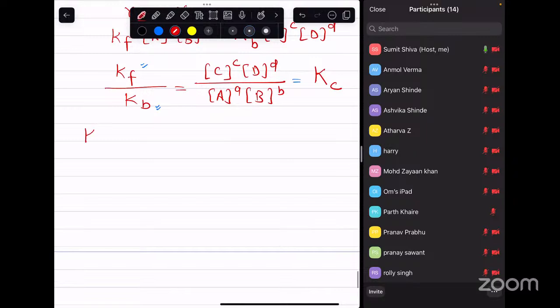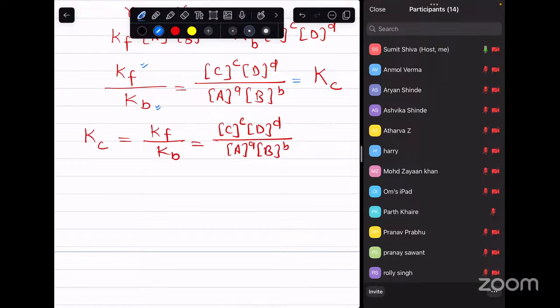So we write here Kc equals Kf divided by Kb, which is the same as concentration of C raised to power c, concentration of D raised to power d divided by concentration of A raised to power a and concentration of B raised to power b. This particular constant Kc is known as, could anyone tell me the name of Kc? What is Kc in this particular topic? Equilibrium constant. Yes, Kc is known as equilibrium constant.